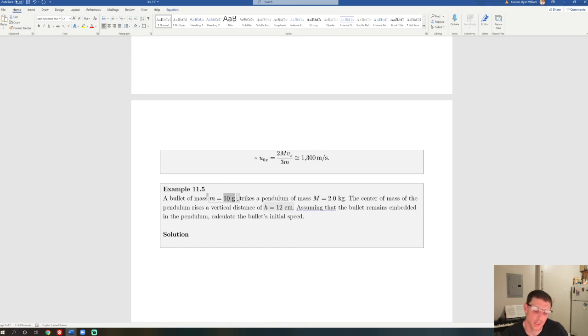Yeah, it should be 0.01 kilograms. And converting centimeters to meters is a little easier. This would just be 0.12 meters, right? We just divide by 100.